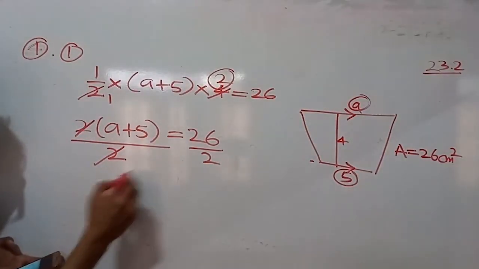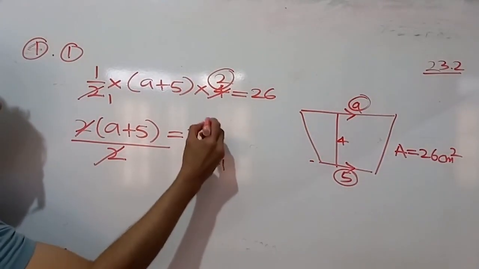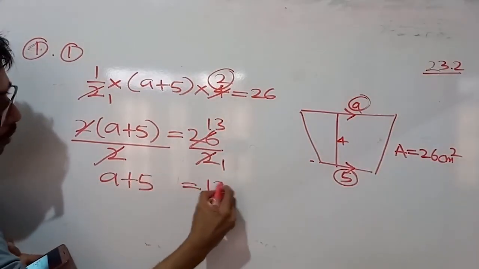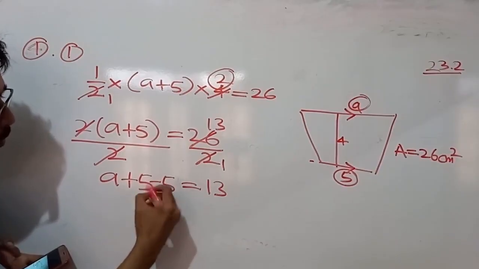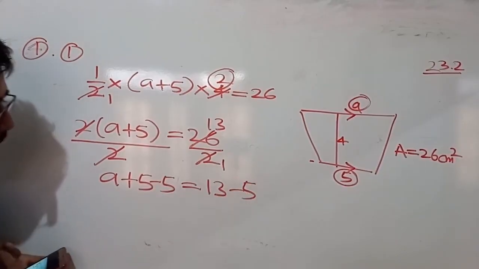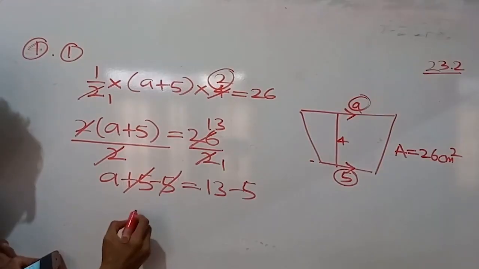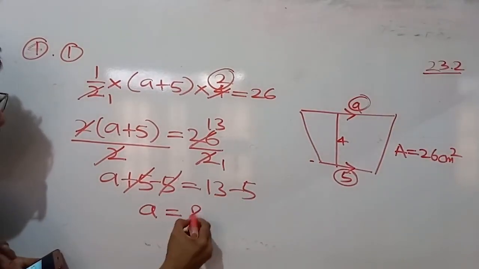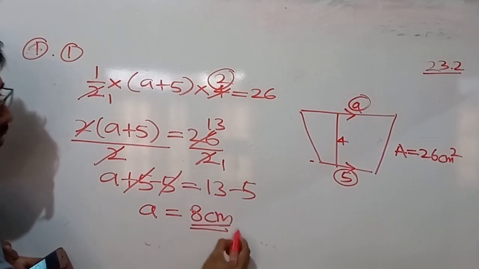Now 2 times 1 and 2 times 13. So A plus 5 will be equal to 13. So I can put minus 5, do the same thing to the other side, and cancel out these 2 5s. So A will be equal to what? 13 minus 5, 8 centimeters.